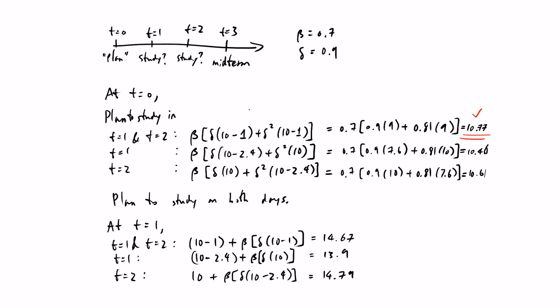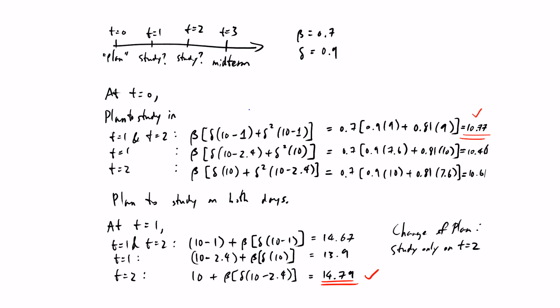So what do we have here? Turns out studying only tomorrow, on the second day, becomes optimal according to this student's calculation on the first day. So there's a change of plan. Study only on day 2.